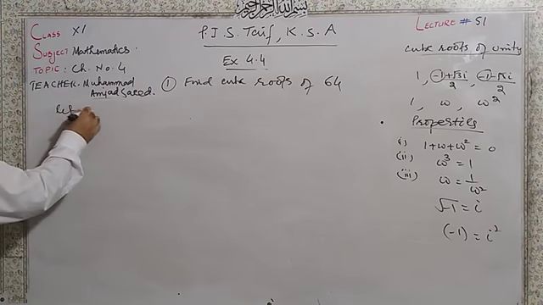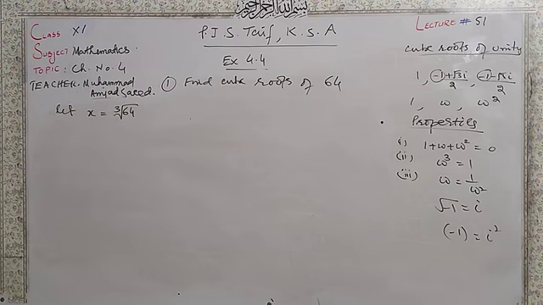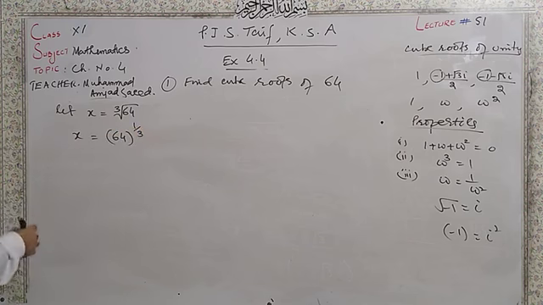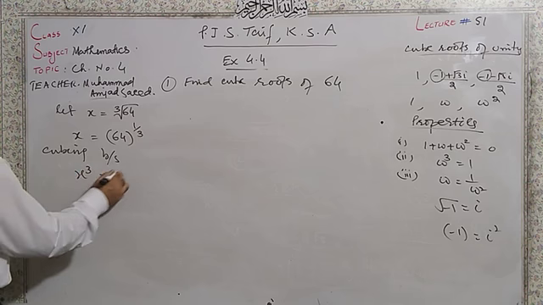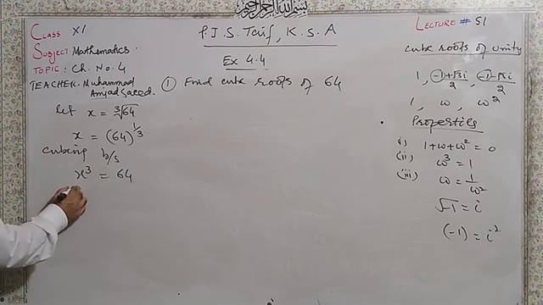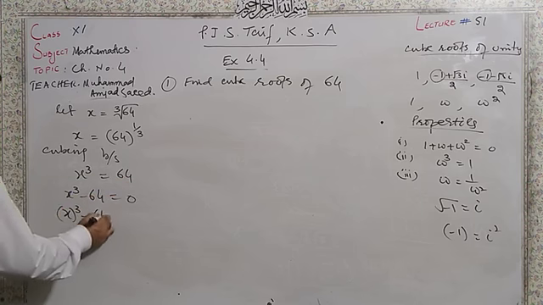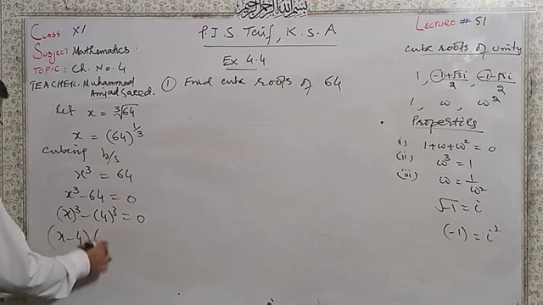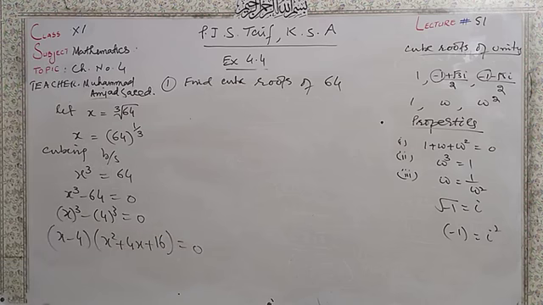Let x is equal to cube root of 64. This is cube root of 64. Here x is equal to 64 power 1 over 3. Cubing both sides, x cube is equal to 64. Bring 64 to left hand side. It can be written as x cube minus 4 cube, that is equal to 0. So we can apply (x - 4)(x² + 4x + 16) is equal to 0.